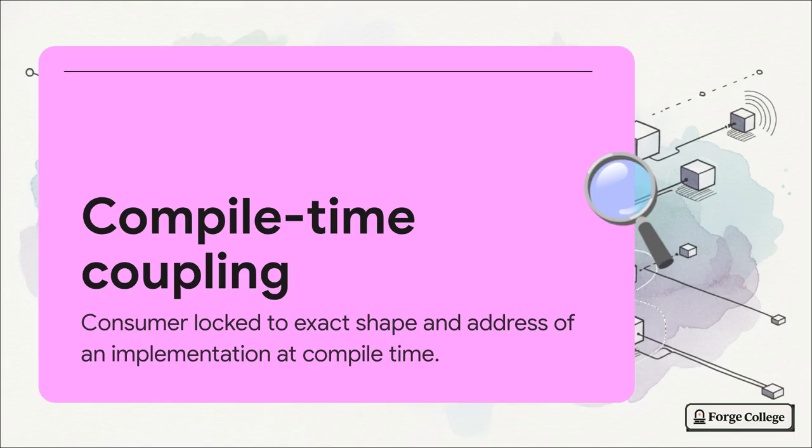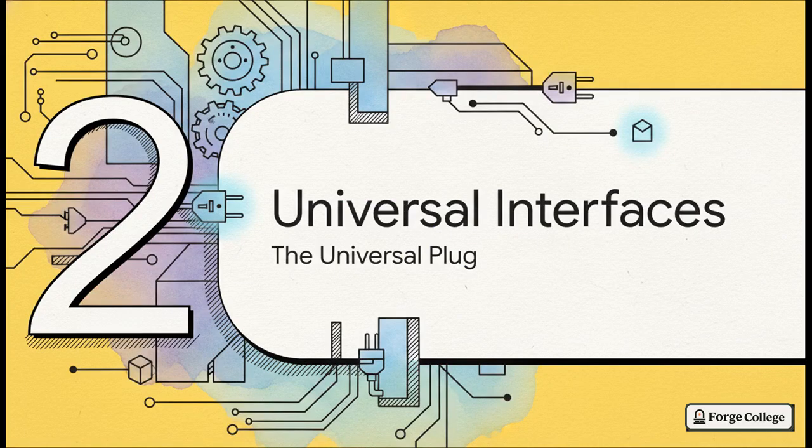If the target contract ever changes, or if you ever need to upgrade its logic, your caller totally breaks. You have to recompile and redeploy the entire chain of contracts. Total nightmare. Section 2. Universal interfaces, or as I like to think of them, the universal plug.